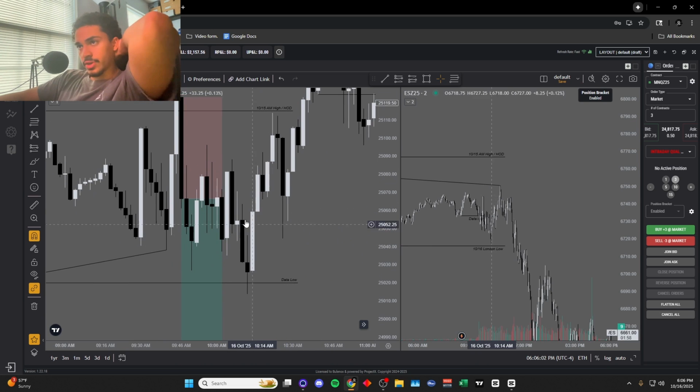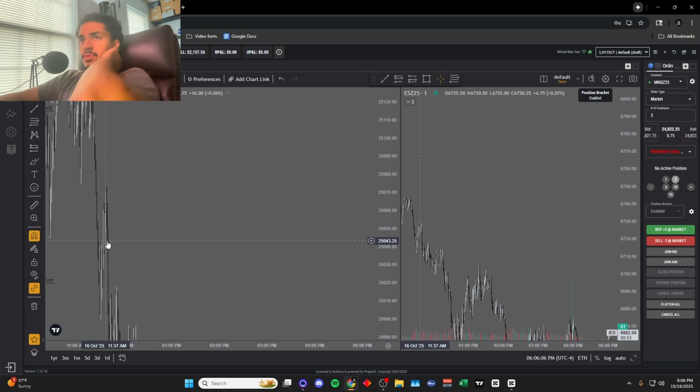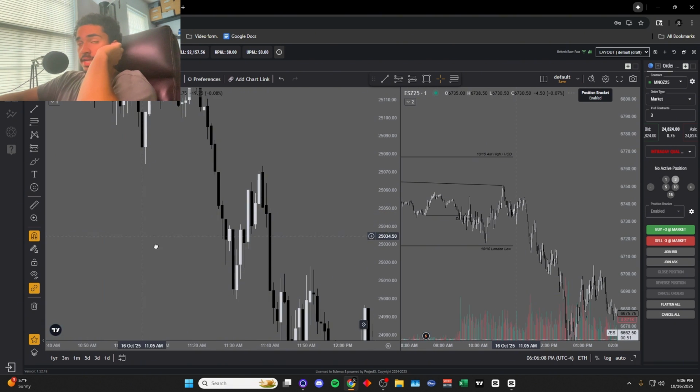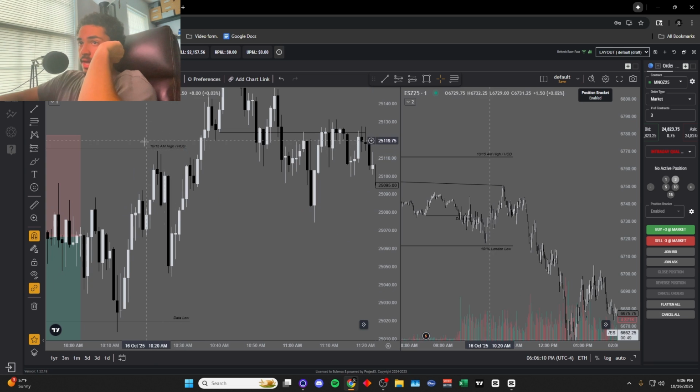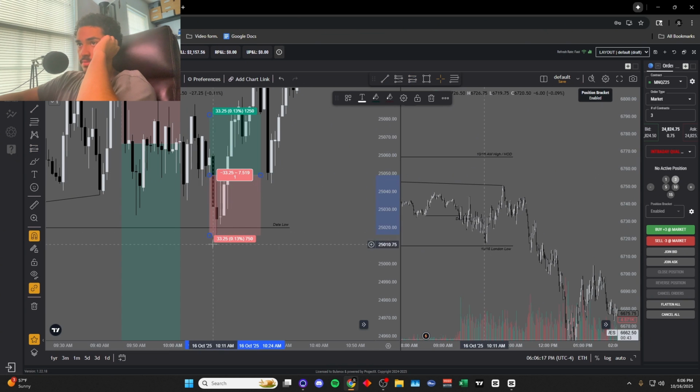There was also another trade right here. Hypothetically, if we had not taken this data high, I take this 1 minute, if we had not taken previous day high, which would have been this. No, it would have been this.